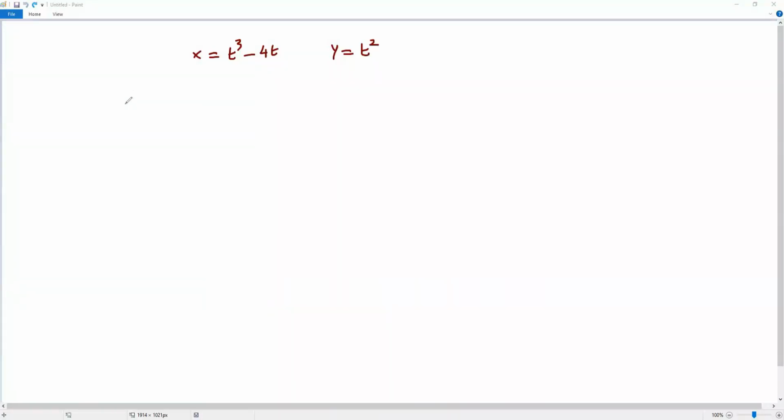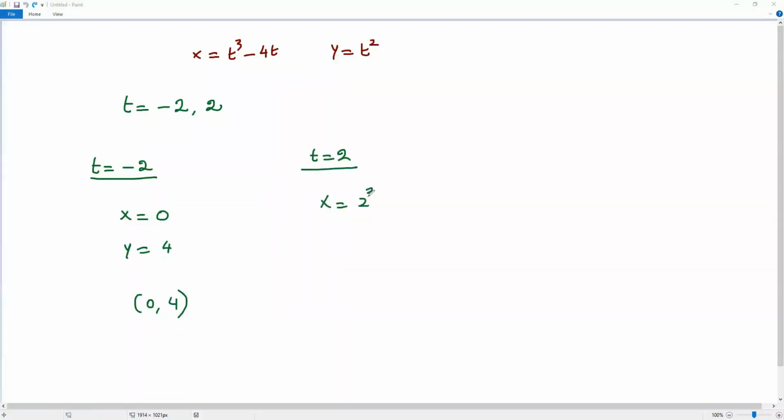Let me check the third pair, that is t equals negative 2, 2. Now I plug t equals negative 2 into the given parametric equations. I already know the values when t equals negative 2: x equals 0 and y equals 4. The point is (0, 4). Now I plug t equals 2 into the given parametric equations. I get x equals 2 cubed minus 4 times 2, which is 8 minus 8, we get 0, and y equals 2 squared, then I get 4. So the point I'm getting is (0, 4).